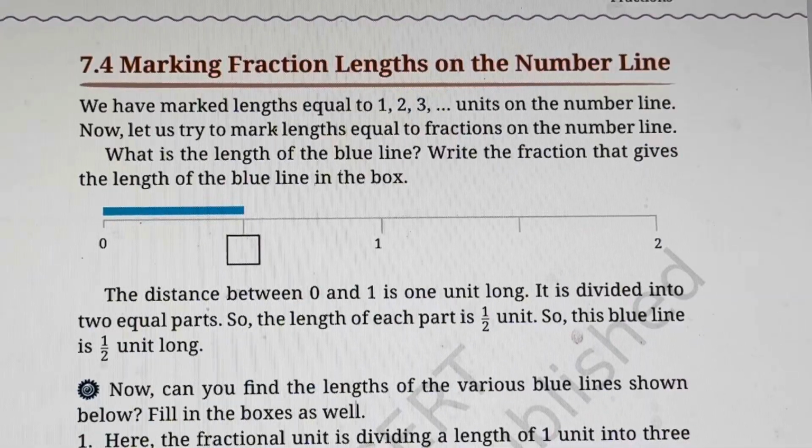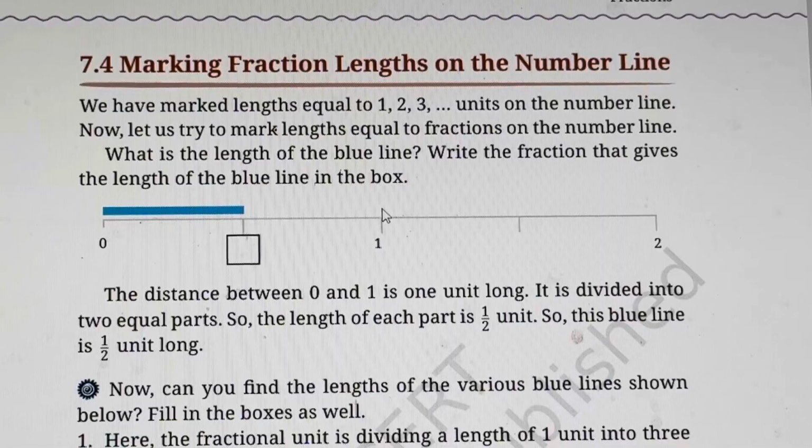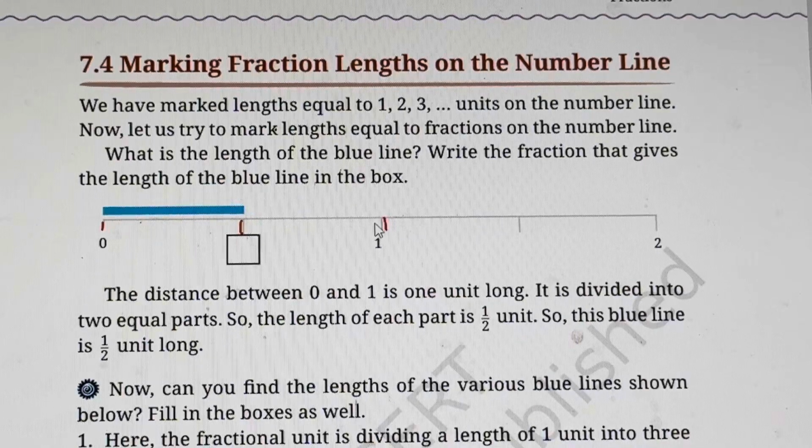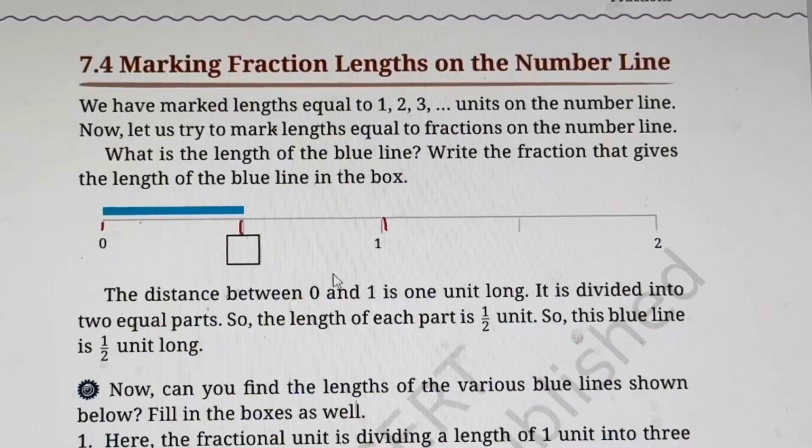Now see here, the number line which is given over here, this is marked as 0 and this is marked as 1, right? And it is divided into two equal parts, right? So write the fraction that gives you the length of the blue line. Now how many parts are there? There are two equal parts.